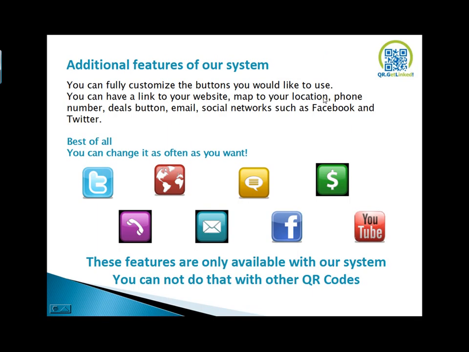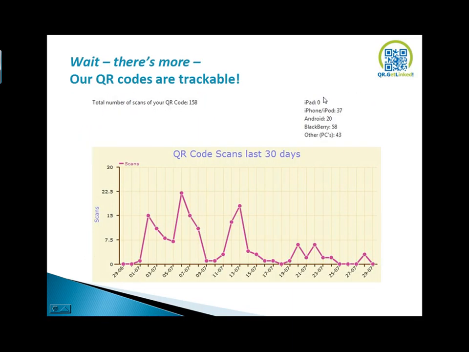Additional features of our system: you can fully customize the buttons you would like to use. You can have a link to your website, map to your location, phone number, deal button, emails, social networks such as Facebook and Twitter, YouTube, etc. Best of all, you can change it as often as you want on the fly. These features are only available with our system. You could not do that with other QR codes that are free out there.